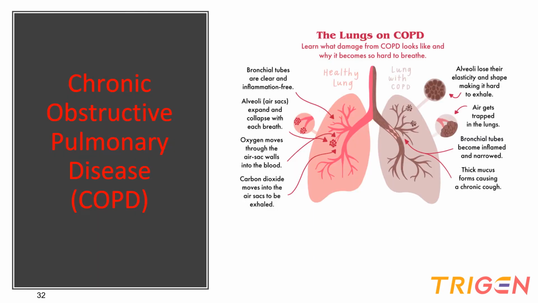A common lung disease we encounter among the elderly, especially smokers, is chronic obstructive pulmonary disease, COPD for short. In COPD lungs, air essentially gets trapped in the lungs due to loss of elasticity and shape of alveoli, which are air sacs in the lungs responsible for gas exchange. The various connecting tubes in the lungs, or bronchi, become inflamed and narrowed, causing mucus formation, resulting in a chronic cough.